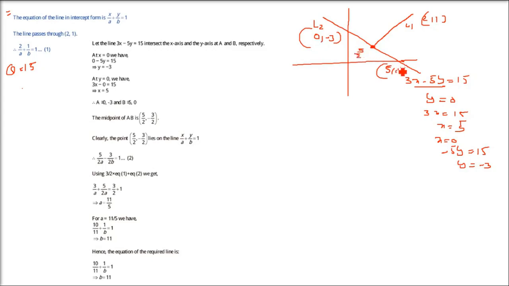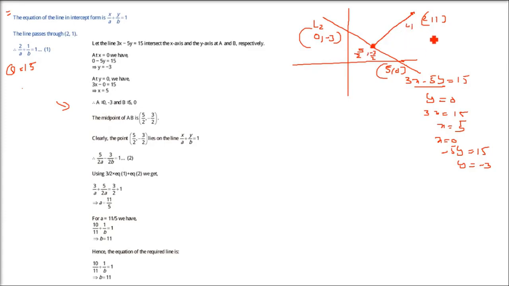Now take the midpoint, because we know the midpoint formula: (0 plus 5) by 2 and (minus 3 plus 0) by 2. So these are the 2 points. So we have a line which is passing through (2, 1) and (5 by 2, minus 3 by 2). So you can always find the equation.